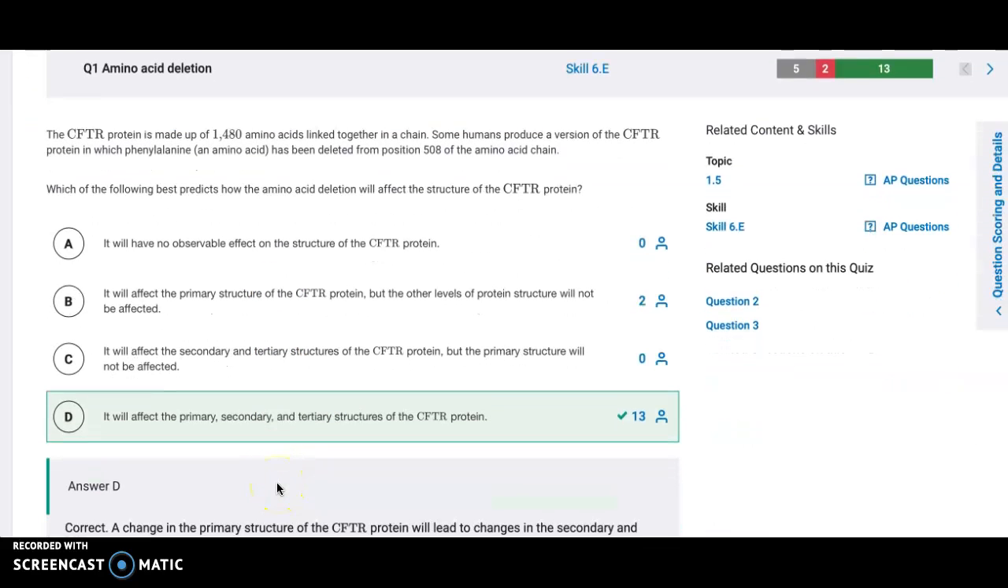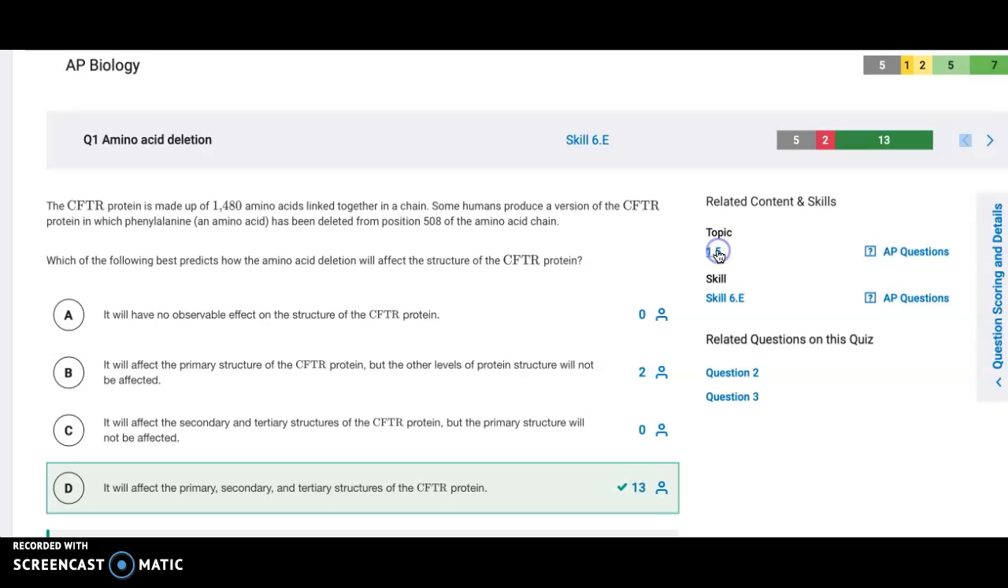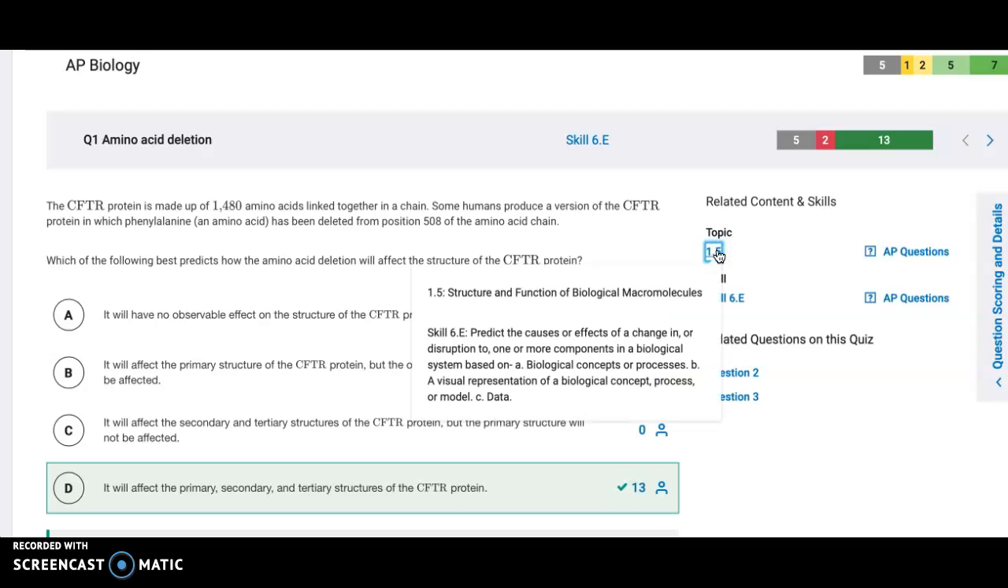All right, this video is gonna go over quiz 1.5, which focuses mostly on the topic, which I will open up here, that asks you to think about the structure and function of biological molecules, which is a repeating theme in this unit. Just the relationship between structure and function, but more specifically to predict the causes or effects of a change in one of the components.